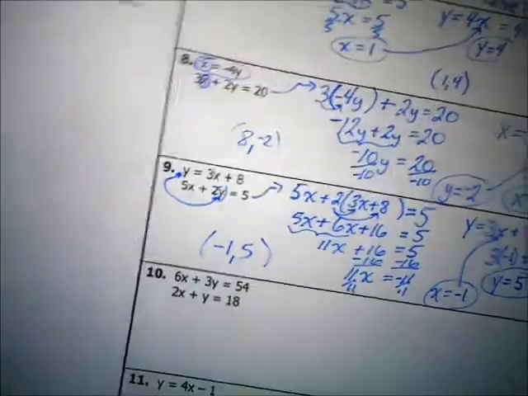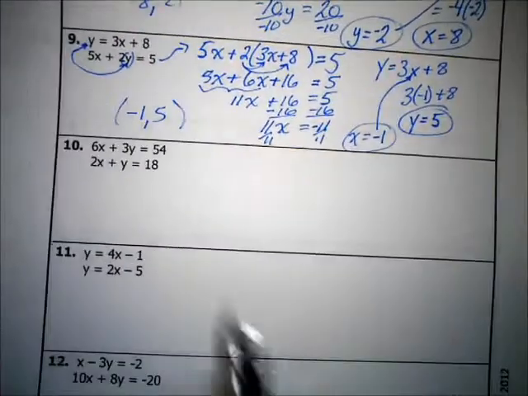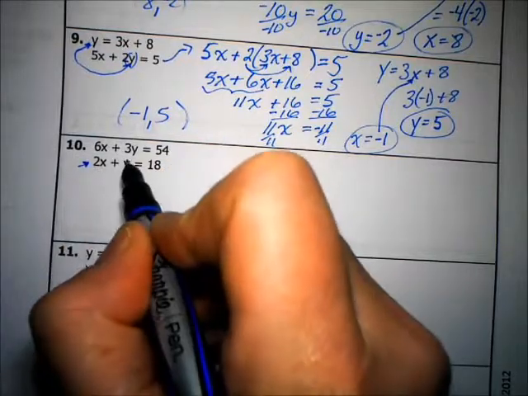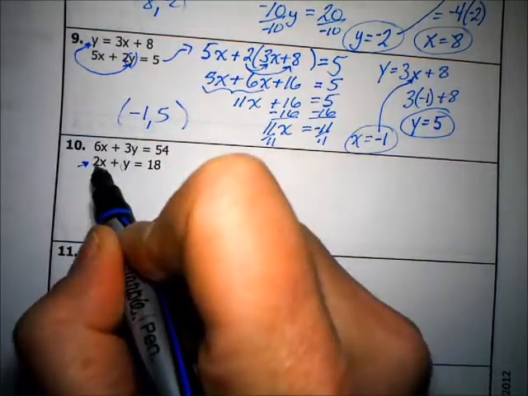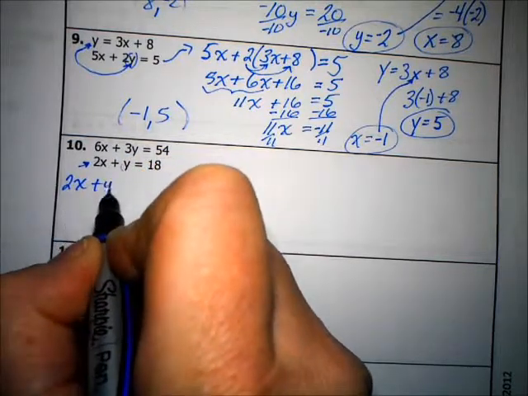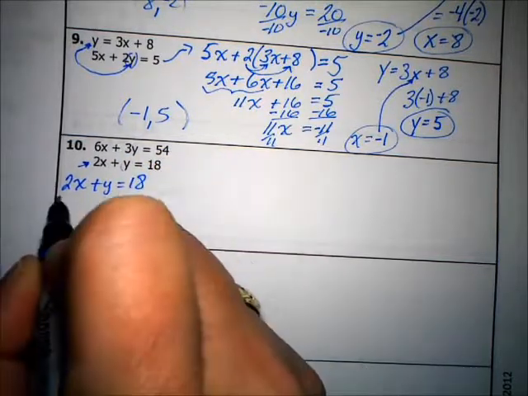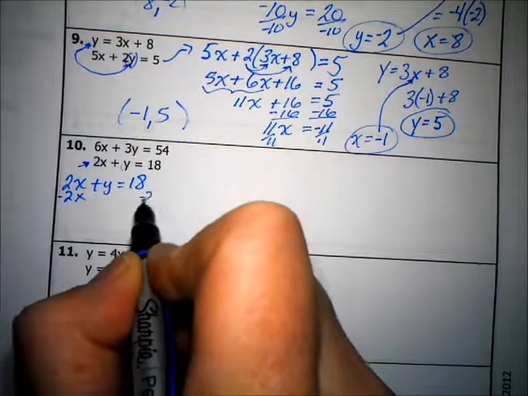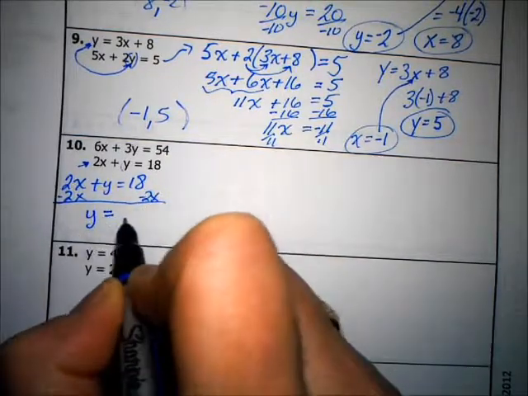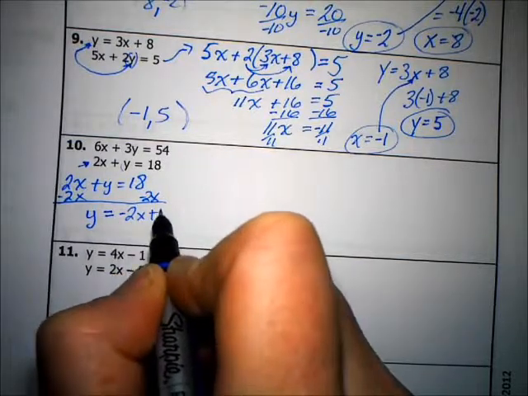Okay, if I look at 10, neither equation is solved for a letter, but I noticed the second one has a y by itself. I just need to move the 2x. So that's the one I'm going to modify, because I'm going to subtract 2x and now have my new equation of y equals negative 2x plus 18.